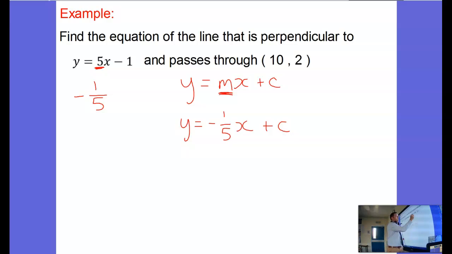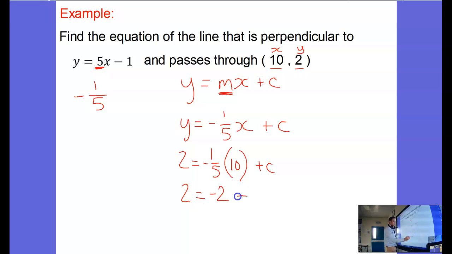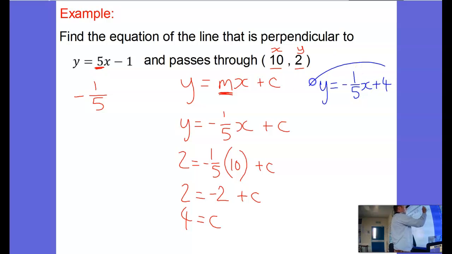Now I'm going to use my x and y coordinate here, substitute it in, and that will find c for me. So let's put the y as 2 equals negative 1/5 and x is 10 plus c. Well, 1/5 of 10 is 2, so this is minus 2, and I get 2 equals minus 2 plus c. Add 2 to both sides, and I find that my y-intercept is 4. So let's write out that equation, and I get y equals negative 1/5 of x plus 4. And that is the equation of the line perpendicular to this one, passing through (10, 2).